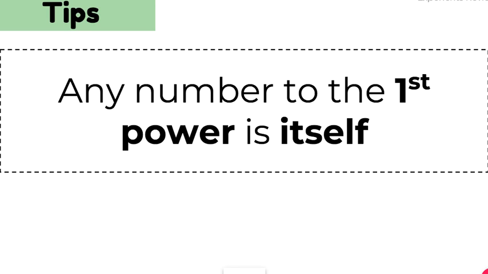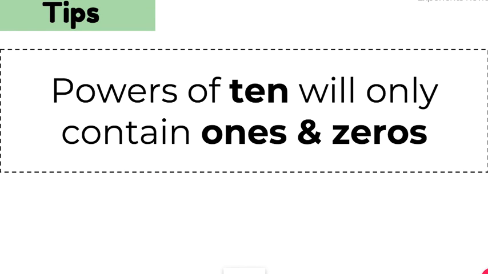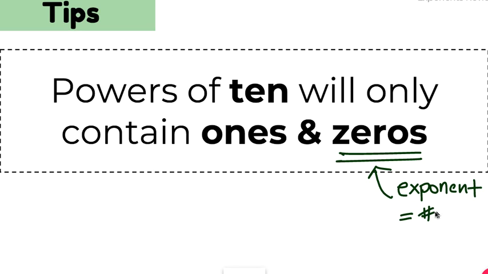The next thing to take a look at are the powers of 10. If you look at your powers of 10, the powers of 10 only contain 1s and 0s. And honestly, if you look at the number of 0s, the exponent equals the number of 0s, right? So if the exponent is 4, we had 4 0s.